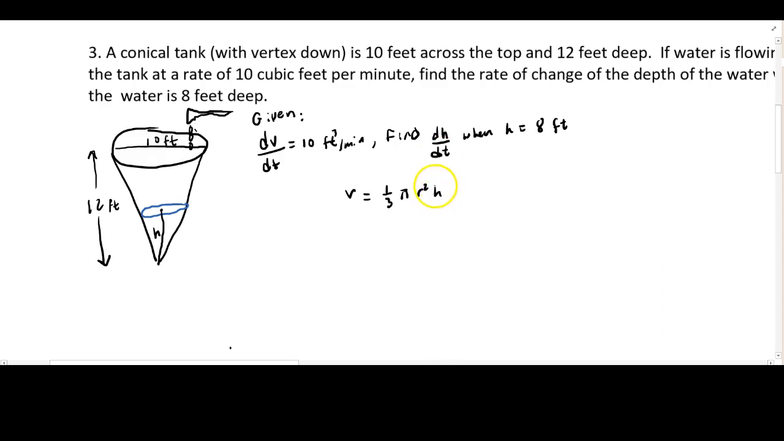So we want h in this equation. A lot of times when it seems like you have too many variables, what you try to do is find a relationship between the extra variable, in this case r, and one of the other given variables. So what we want to do is substitute out r. How do we do that?